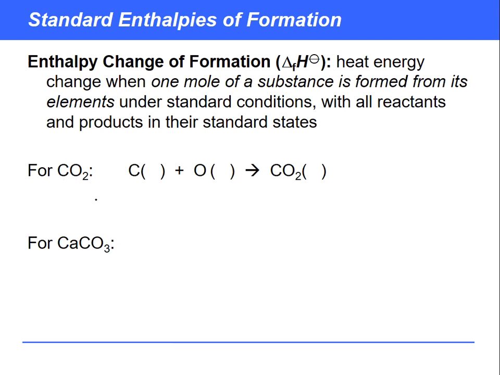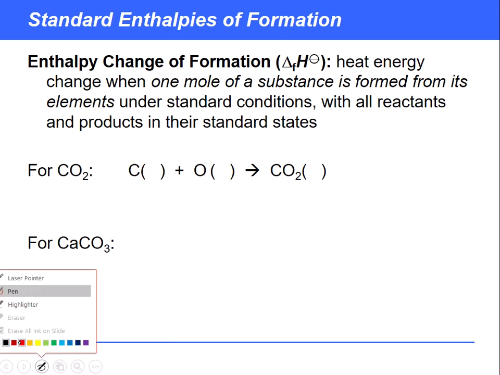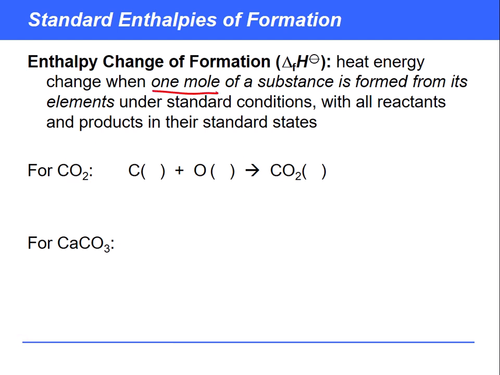So this tells us that it's the heat energy change when 1 mole of a substance is formed. So we need 1 mole in front of the CO2, and that's in fact what we've got in this equation. It's formed from its elements under standard conditions. So we've got elements, carbon and oxygen, and it says here all reactants and products in their standard states.